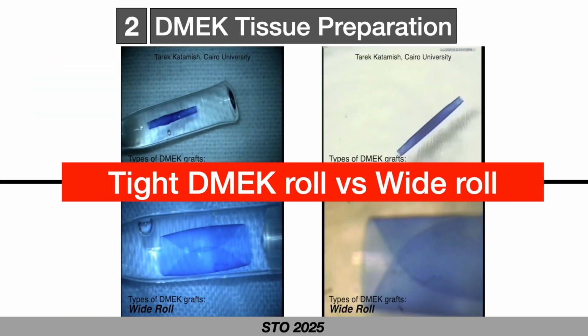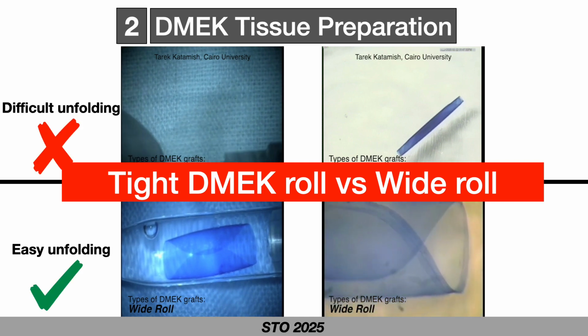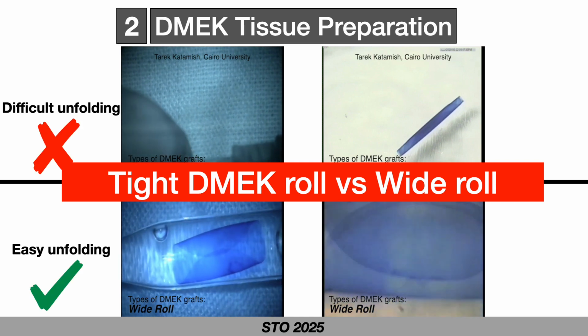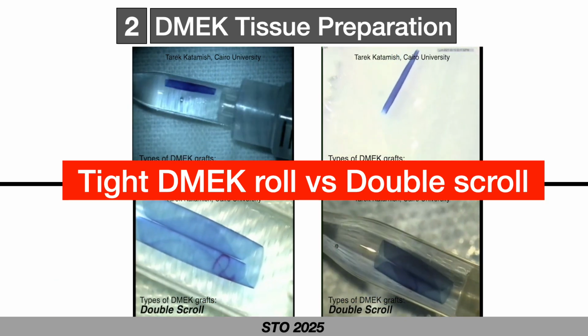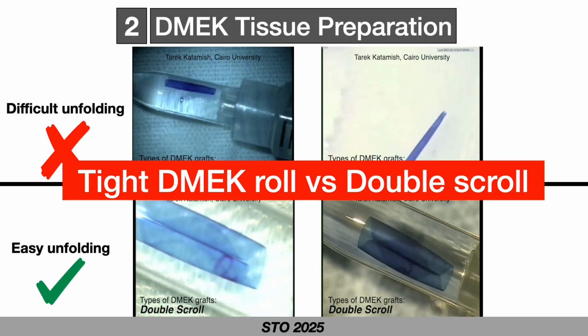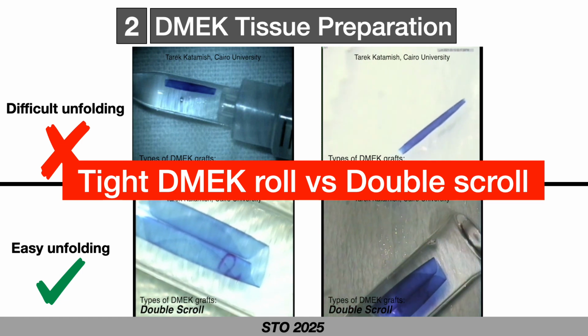You have to be aware that the tight DMEK roll has difficult unfolding compared with the wide DMEK roll, and you have to know also that the tight DMEK roll has difficult unfolding compared to the easy unfolding of the double DMEK scroll.